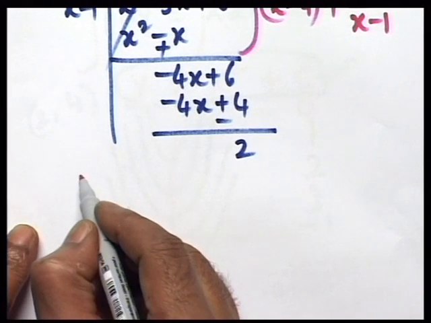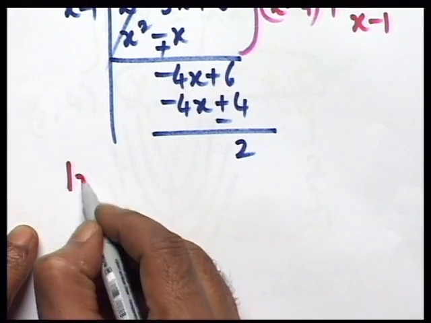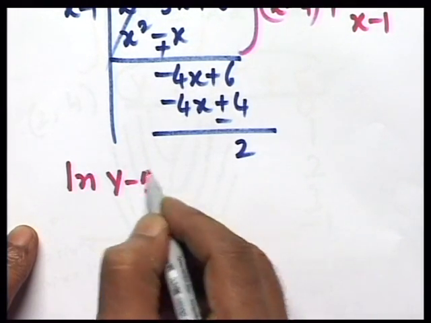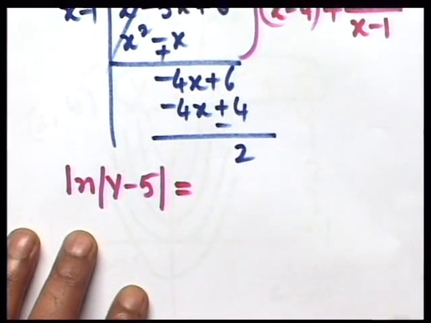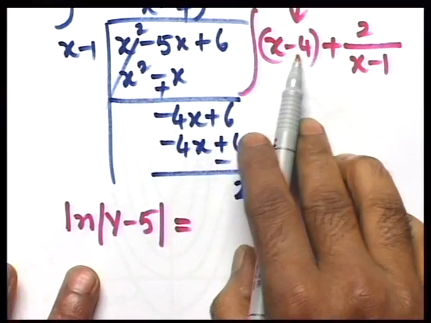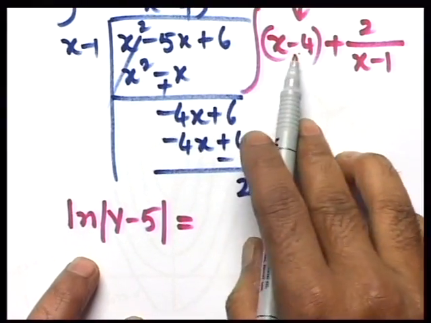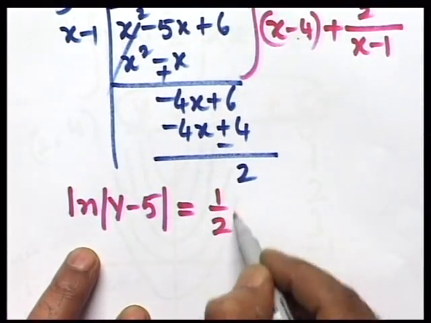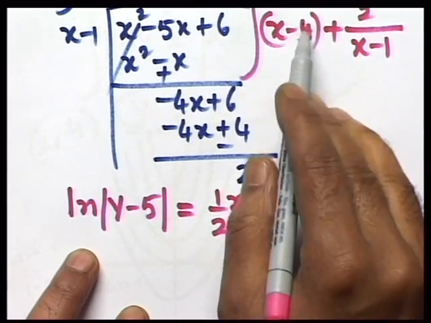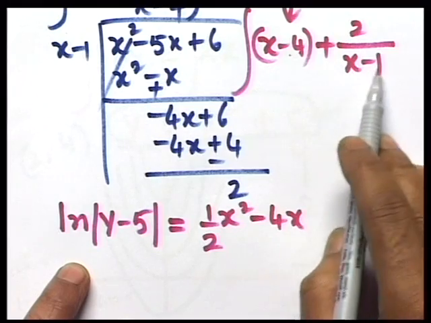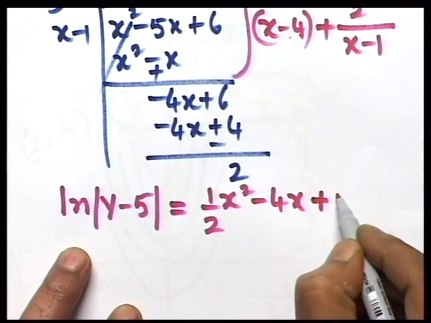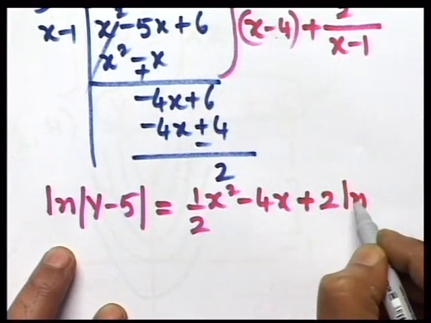So let me write that here. So on the left-hand side I have ln|y minus 5|, please, and then equals to, let's go and check, that's the x minus 4. We need to integrate, please. So that's a half x squared, and minus 4 is minus 4x, and this one is 2 over (x minus 1), which is plus 2 natural log of (x minus 1).